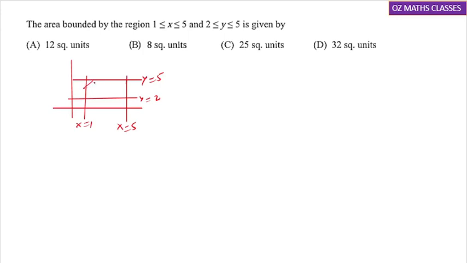a rectangle. And what is the area of a rectangle? Area of a rectangle is length into breadth. What is the length? 5 minus 1 is 4. Length is 4 and breadth 5 minus 2 is 3. So the area becomes 12 square units.